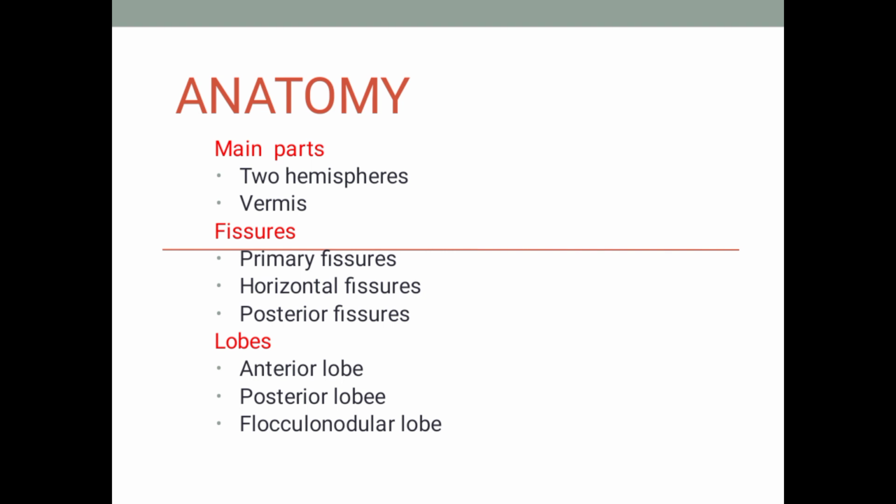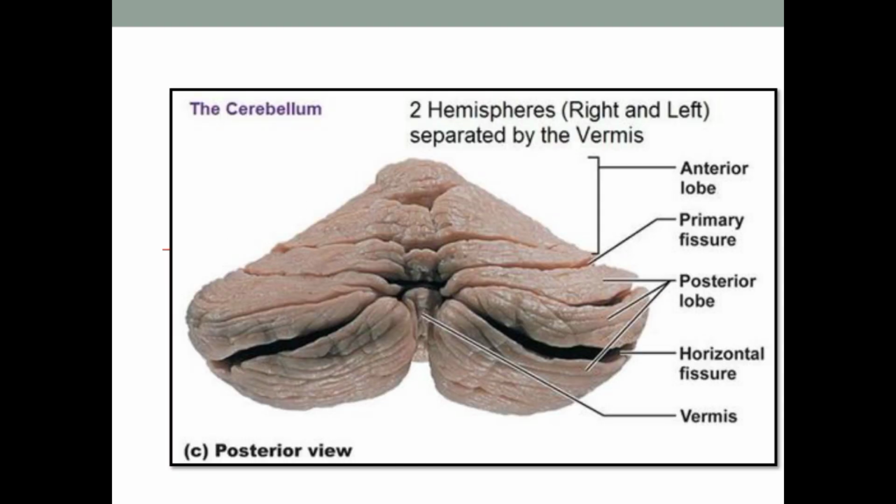Then the fissures: there are three fissures, the primary fissure, the horizontal fissure and the posterior fissure. These fissures divide the cerebellum into three lobes, called the anterior lobe, posterior lobe and flocculonodular lobe. These are the anatomy parts of the cerebellum. In the next slide, we will look at the anatomy.